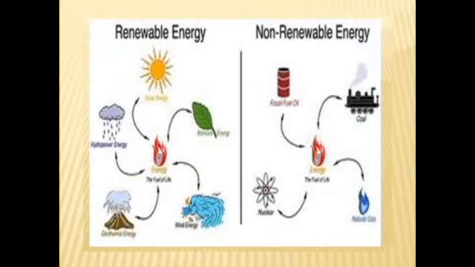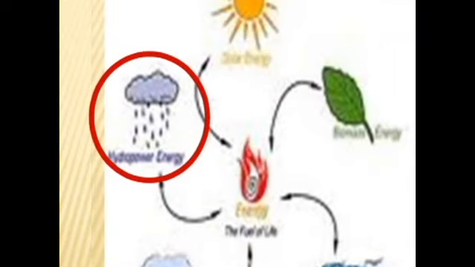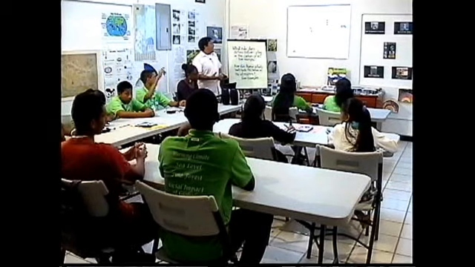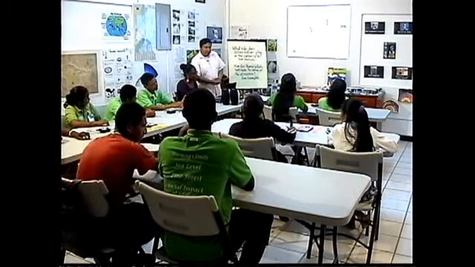Alright, if you look at the chart here on the board, we notice that we have the renewable side, and we have different things. Evelyn, in the renewable side, can you list one of the energies that is renewable? Wind energy. Wind. How about this one, what type of energy is that showing? Water energy. And then we have the plant and the sun and so forth.